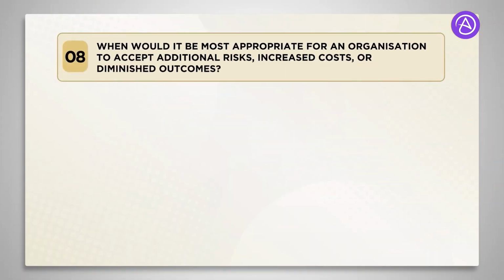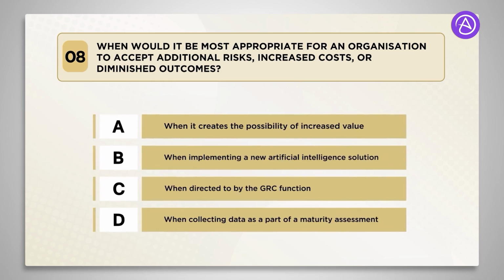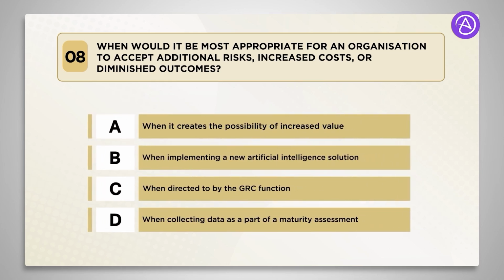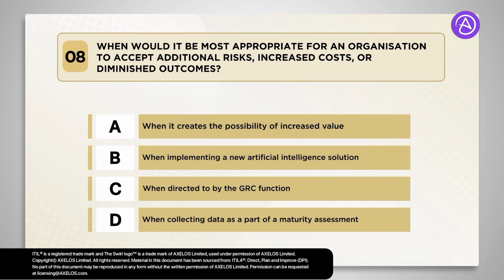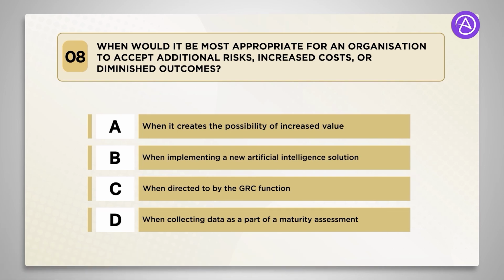Question: when would it be most appropriate for an organisation to accept additional risks, increased costs or diminished outcomes? Is it A, when it creates the possibility of increased value? Is it B, when implementing a new artificial intelligence solution? Is it C, when directed by the GRC function? Or is it D, when collecting data as part of a maturity assessment?